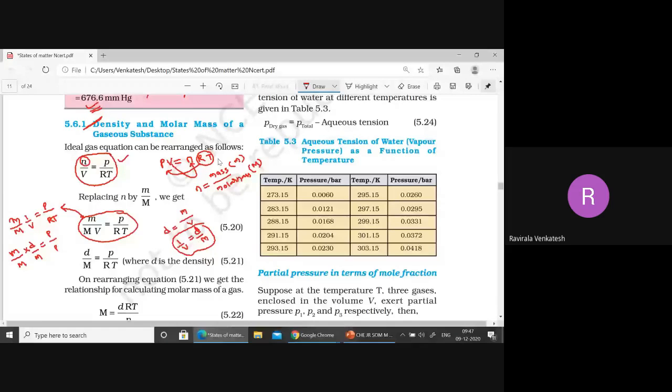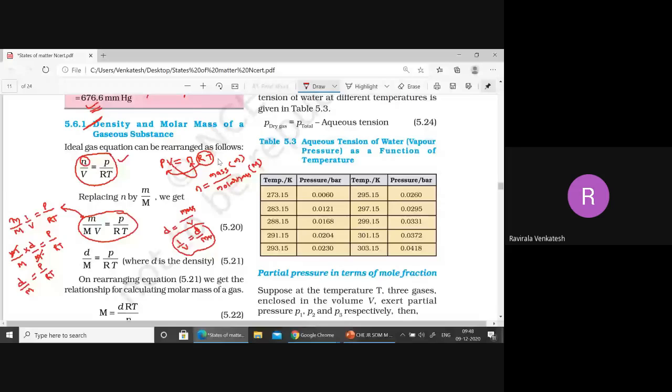Isn't it? Now in this case, what I am taking here, this one actually is what? Mass. Right? This one, mass it is. Here also mass it is. Now mass gets cancelled. Correct or not? What we get here? d by M is equal to P by RT. Correct?